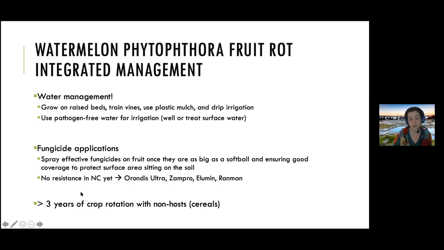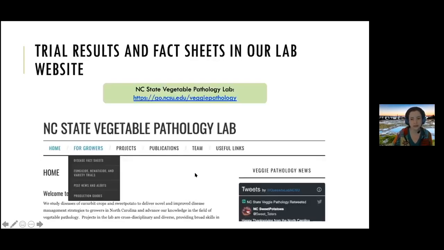And consider 3 years of crop rotation to non-host if you have a persistent Phytophthora capsici field on your hands already. And I'm not going to go into detail with this, but hopefully a lot of you are already familiar with my lab website. Everything I do, I post there. It's freely available. There's a tab that is literally called For Growers. So you can find all that stuff there. You have disease fact sheets, all the results from our fungicide and variety trials, production guides, all the things. So you can go and check what products are working. The data is there for you to look at free.